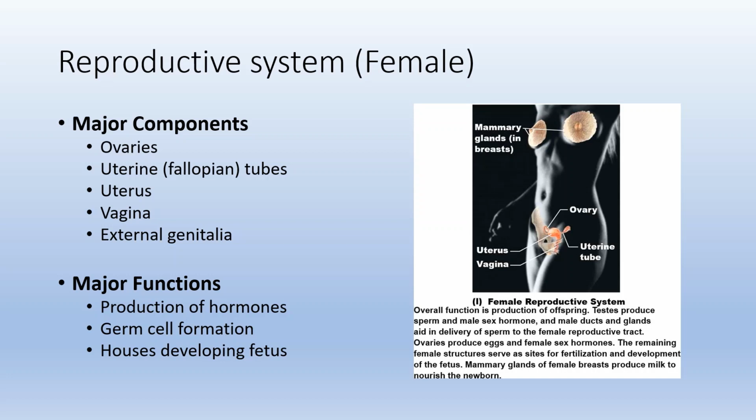The female reproductive system will include organs and structures such as the paired ovaries, the uterine or fallopian tubes, the uterus, the vagina, and external genitalia. We will see the female reproductive system produce hormones like estrogen and progesterone. The ovaries in the female are responsible for producing eggs, which is a germ cell. And then lastly, the uterus in the female will house the developing fetus.